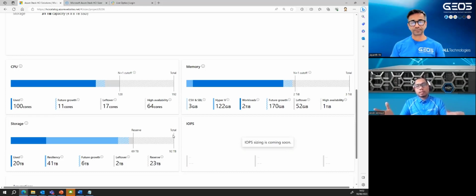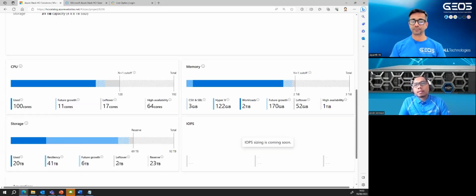This is very critical for your system to perform rebuilding and rebalancing, and so on. So it means that you have used capacity, resiliency, and also future growth. So you still have a leftover 2 terabytes. Remember, of the leftover 2 terabytes, you cannot use all of it. You have to divide by 3.